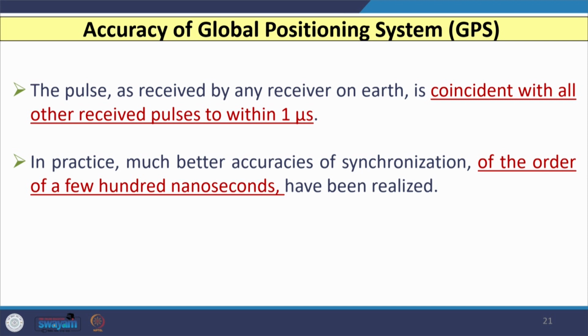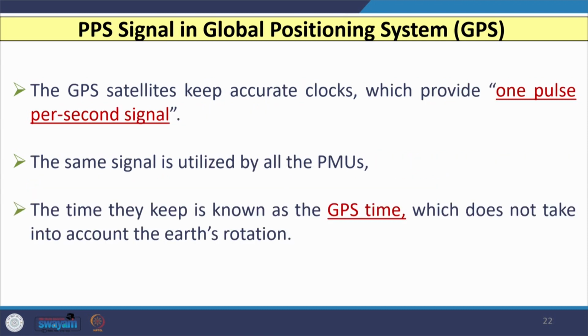In normal practice, much better accuracies of synchronization, of the order of let us say a few hundreds of nanoseconds, can be realized if we consider the accuracy of GPS. Now, what is the pulse per second signal in the global positioning system? So, we know that GPS satellites keep accurate clocks, and this will provide a 1 pulse per second signal, and this signal is given to the PMU. The same signal is utilized by all the PMUs which we have installed.